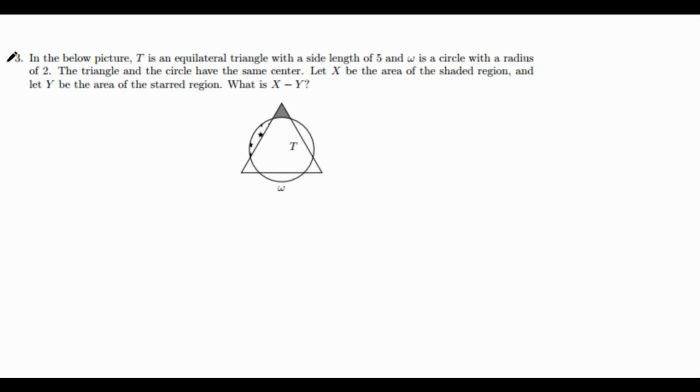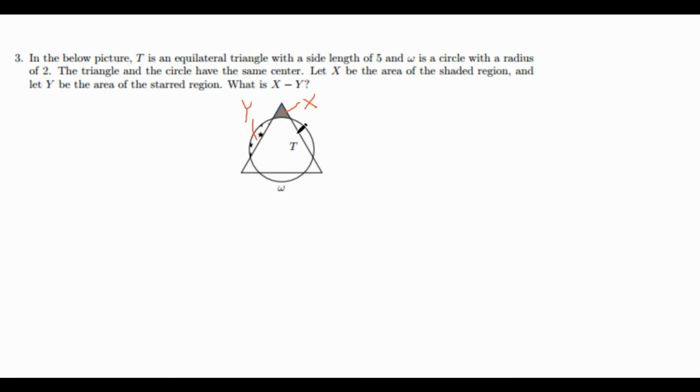We have an equilateral triangle T with side length 5 and a circle omega with a radius of 2. The triangle and circle have the same center. We have two areas, X being the shaded and Y being the starred, and we want to find X minus Y.